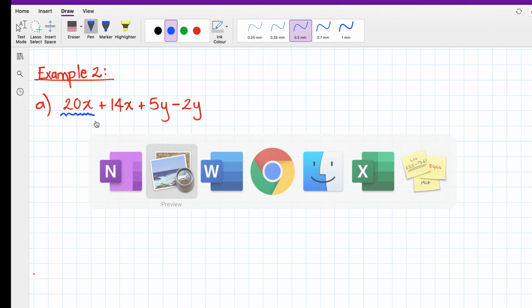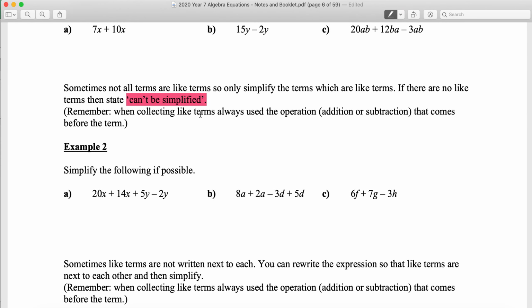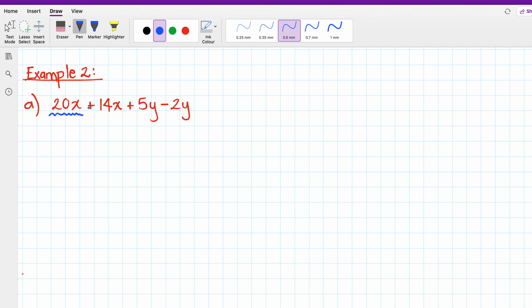That's what it's saying here in the notes when it says, remember, when collecting like terms, always use the operation addition or subtraction that comes before the term. So it's referring to this symbol. Use this operation. So perfect, I have those ones. And then in green, I have plus 5y and then take away 2y. Wonderful. So we're going to do these ones underneath. So 20 plus 14 is 34x. And then 5y take away 2y is going to be 3y.